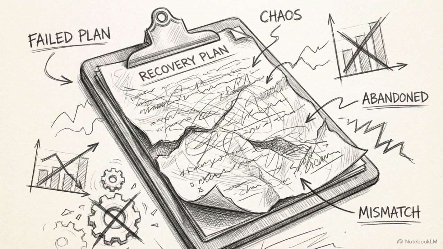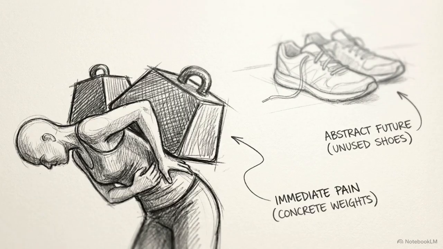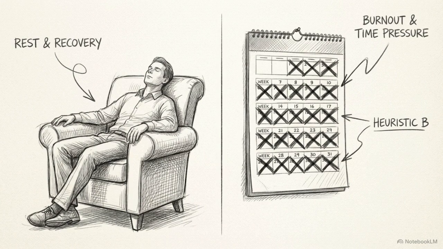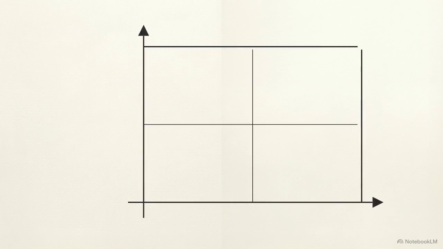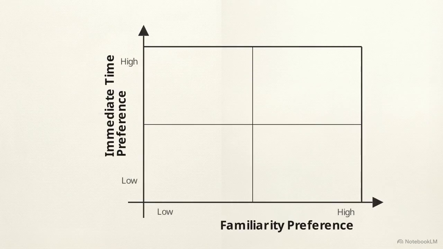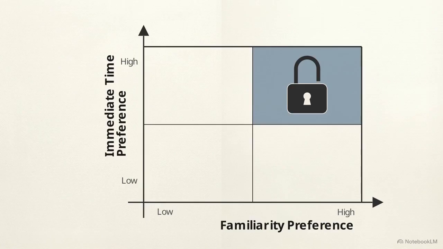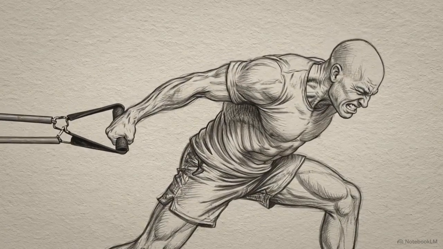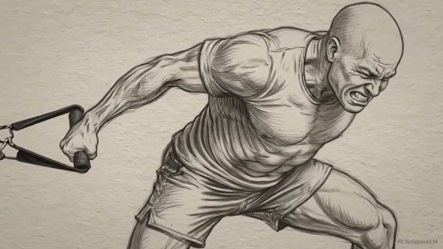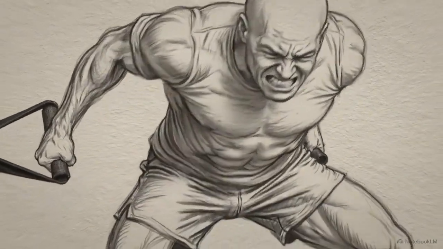curve. Standard recovery plans fail because of this exact mismatch. They ask the brain to trade highly concrete, guaranteed pain today for a future reward that feels abstract and mathematically meaningless. In a clinical setting, status quo bias and hyperbolic discounting do not operate independently. This matrix shows what happens when they combine. When you map the preference for familiarity against the preference for immediate comfort, they multiply, locking together into a tight neurological trap.